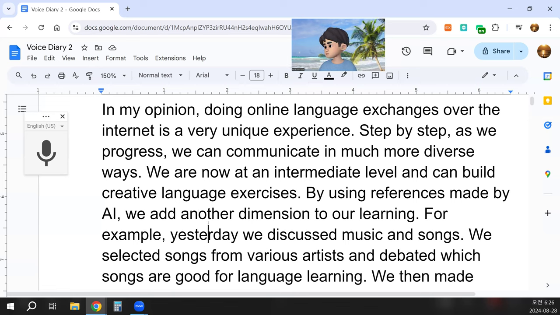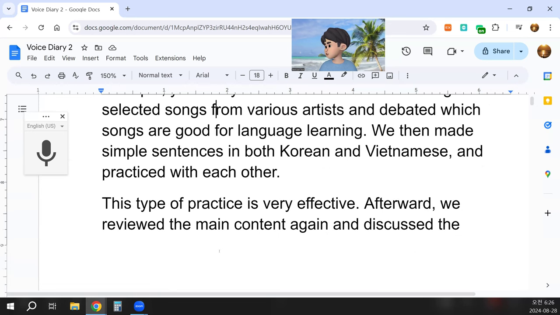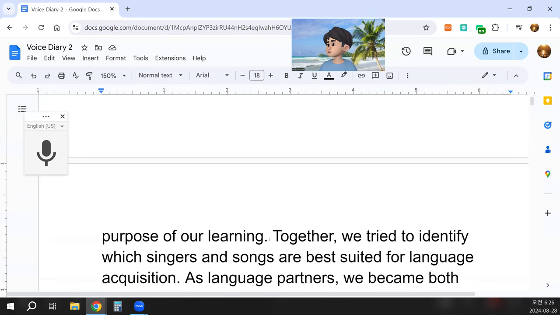For example, yesterday we discussed music and songs. We selected songs from various artists and debated which songs are good for language learning. We then made a simple sentence in both Korean and Vietnamese and practiced with each other. This type of practice is very effective. After that, we review the main content again and discuss the purpose of our learning together. We try to identify which singers and songs are best suited for language acquisition.